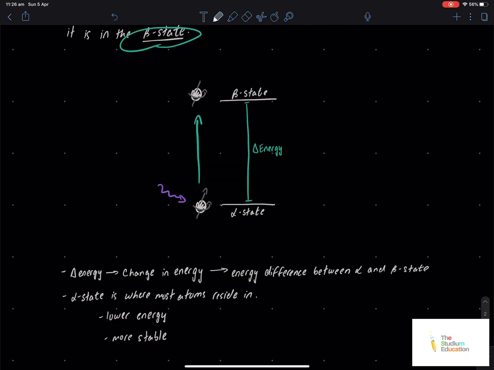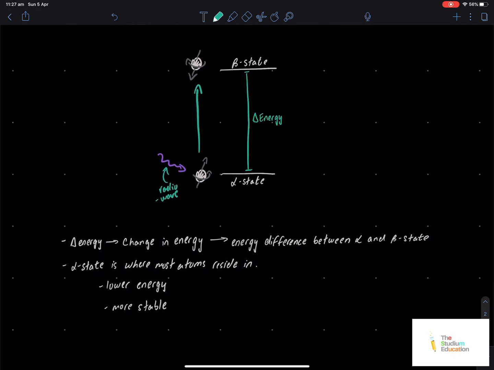So let's actually draw on here to make more sense. Okay, so we've applied a certain amount of energy which allows the atom to become excited to a newer energy state. It has absorbed this radio wave with a certain frequency, and it has now jumped or become excited to a higher energy state, which is the beta state, which is aligning against the magnetic field.